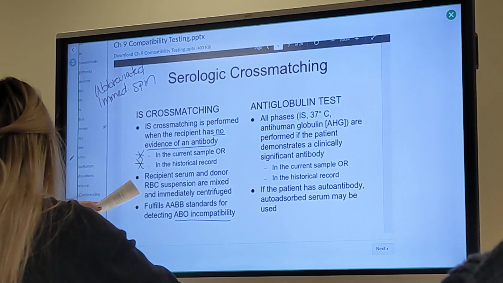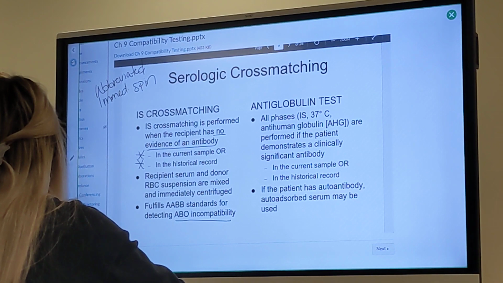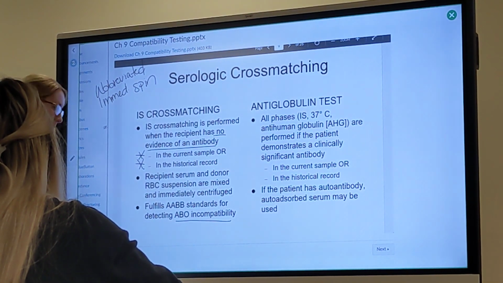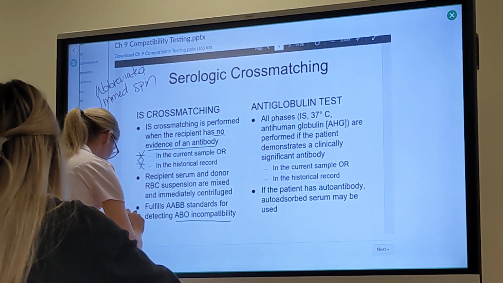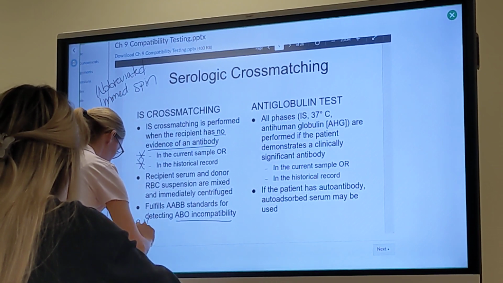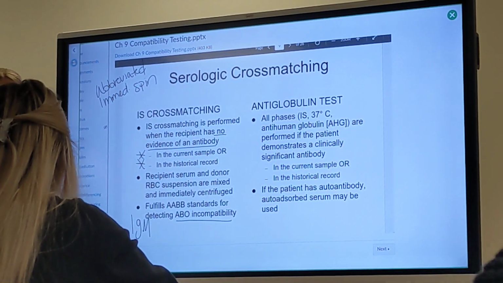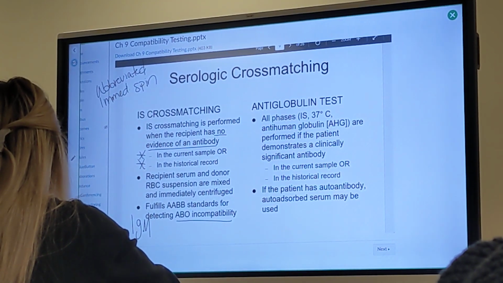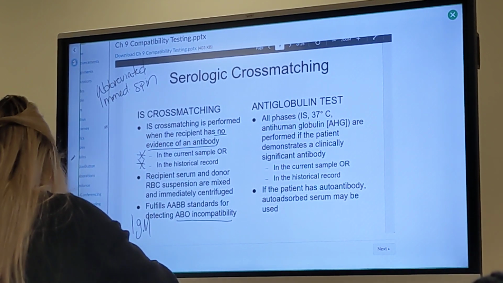And so what class of antibodies will be detected at immediate spin? IgM. You need to know that for the test. All this is detecting is IgMs. You're not going to detect any IgG antibodies at immediate spin.